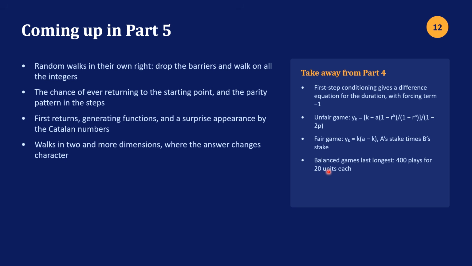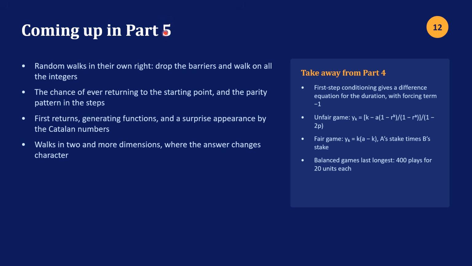And let's see, a balanced game, yeah, I mentioned this also. So the longest is 400 plays. And that's when each player has probability of 1/2 winning in a particular play, and they each have half of the pot. And this would hold true if the total pot was instead of 40, it was 100. You would still have the largest expected number of plays when you split 50-50 in that case.